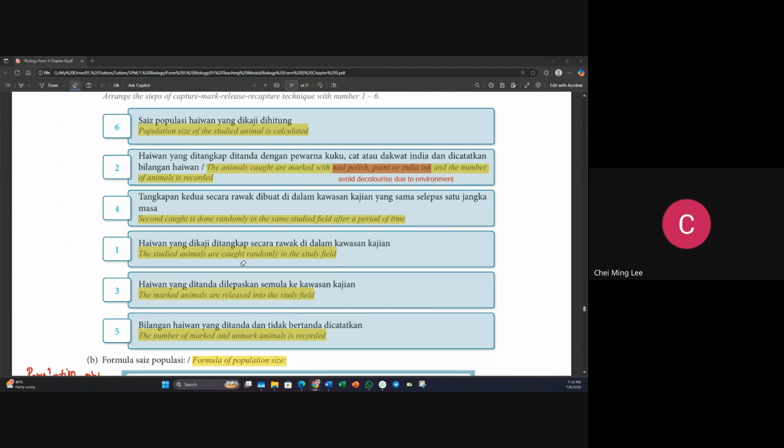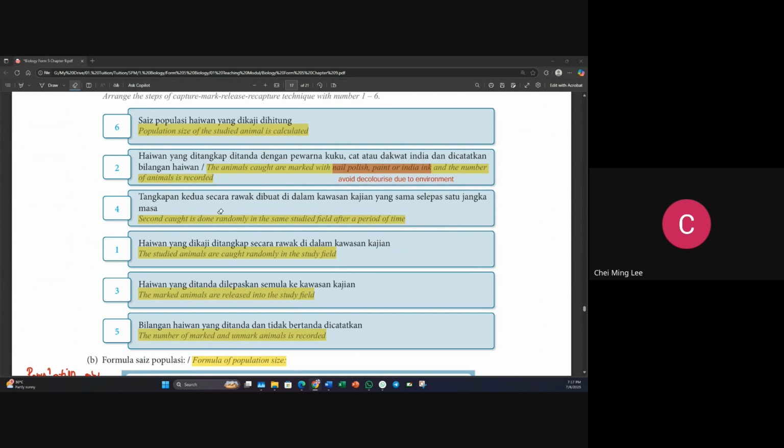So these are the steps involved. First, the study animals are caught randomly in the study field. Then the animals caught are marked with nail polish, paint, or India ink. This is to avoid decolorization due to the environment. We need to use something which is not easy to lose. Okay, and the number of animals will be recorded. Then the marked animals are released into the study field.